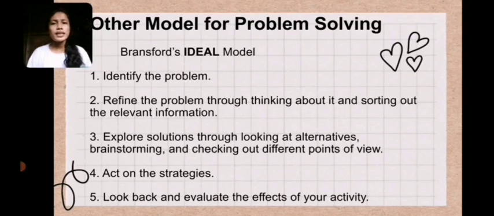So those 6 stages are not the only ones you can follow in order to create creative problem solving. There are also other models that were proposed for problem solving. So which is the Bransford's IDEAL model. So there are 5 steps that he illustrated for the model of Bransford's, which is the IDEAL. So the first is identify the problem.